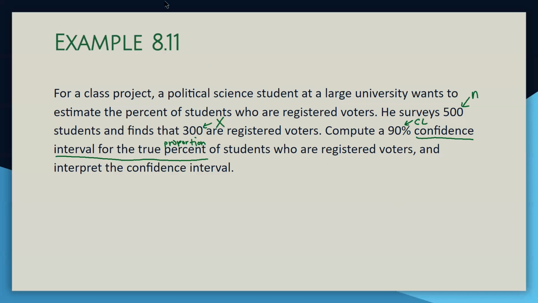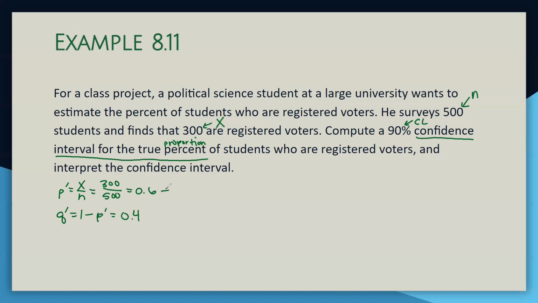So let's go ahead and do that check before we start plugging things in calculators. So we know that P prime is X over N, which is 300 over 500, which I'm pretty sure is 60%, 0.6. Somebody should check my math, but I'm pretty sure that works out. And that means that Q prime, which is 1 minus P prime, is going to be 40% or 0.4.